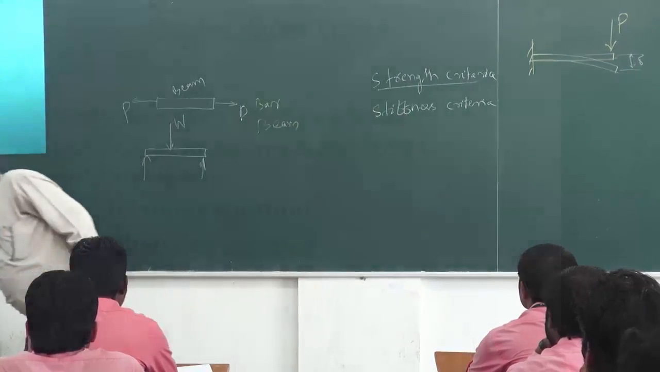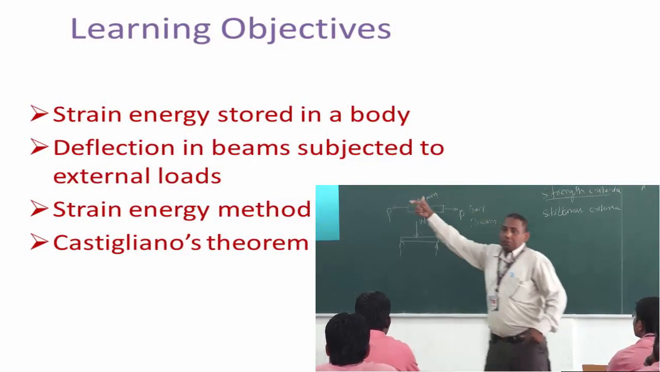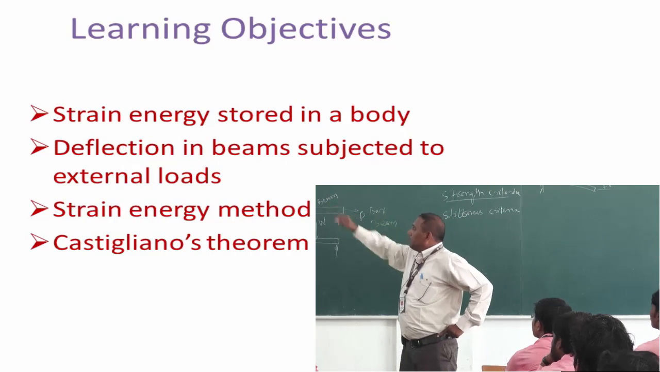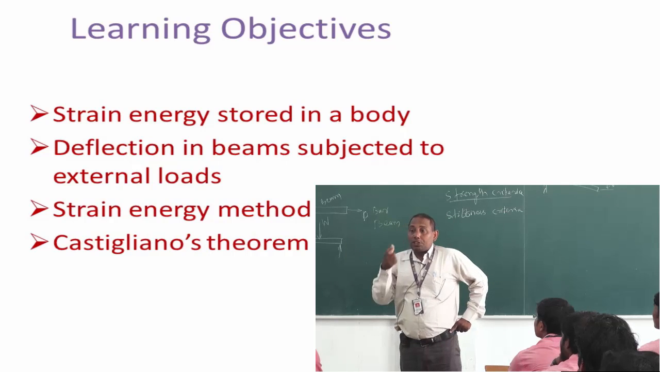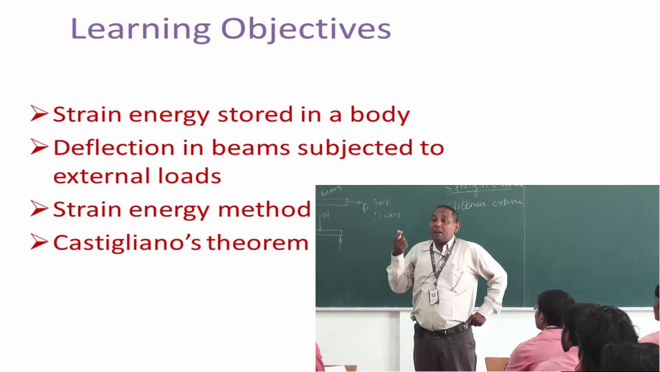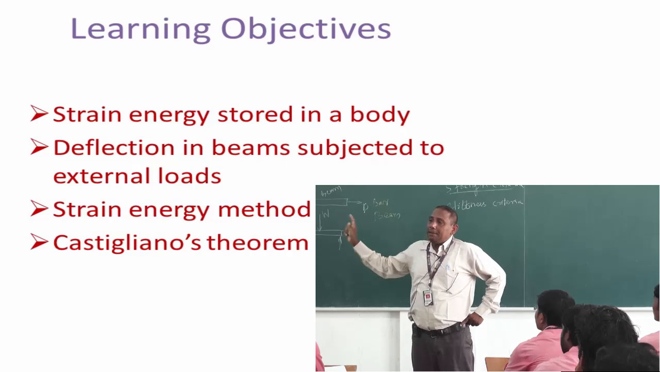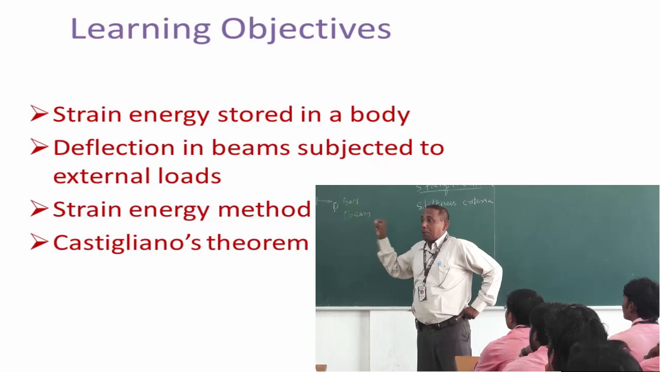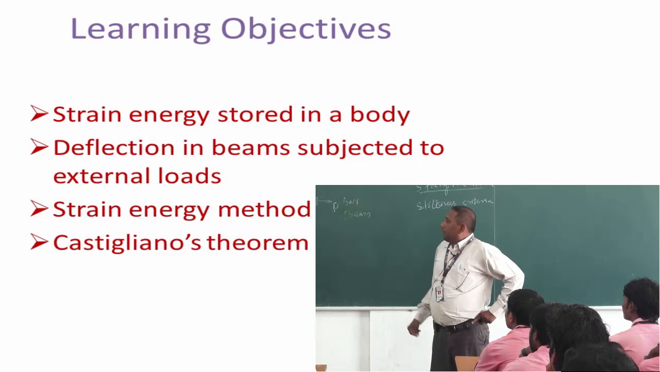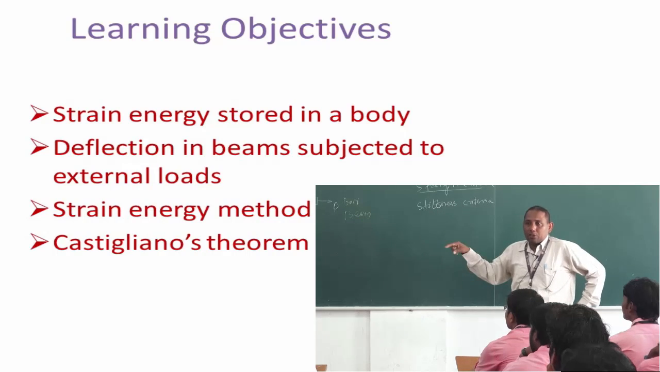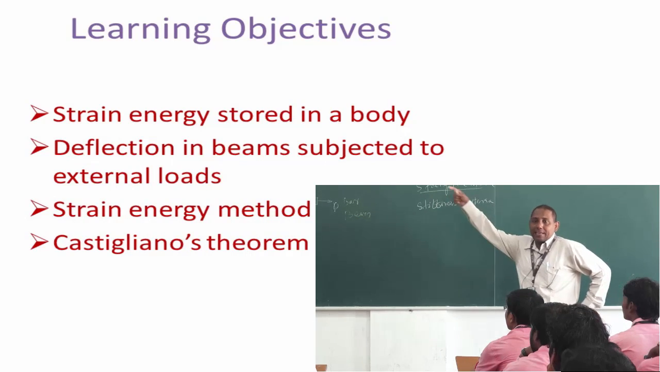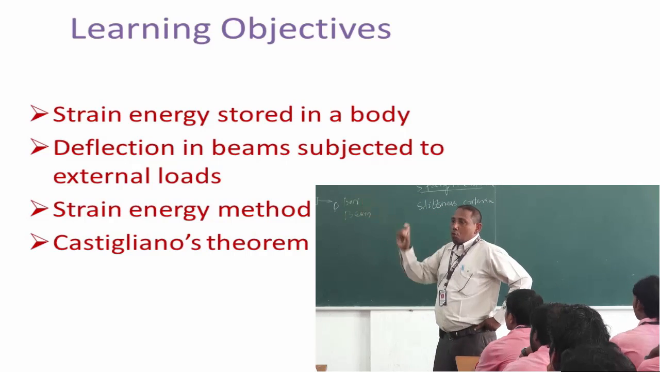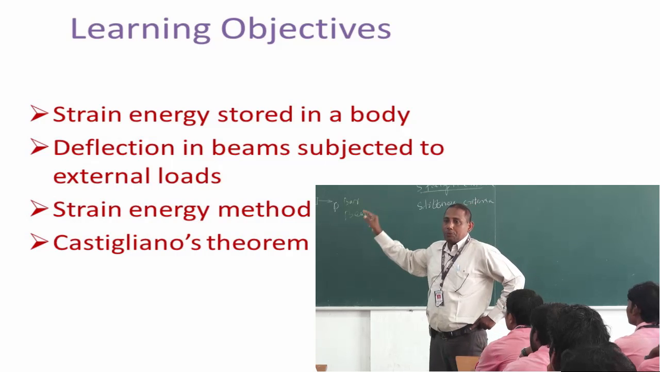These are some learning objectives. What we learn by studying deflection in beams: there are so many learning objectives. Here we have to study the strain energy produced in a deflected beam. The second learning objective is how to find out the deflection produced in the beam due to external load. Then we have to discuss some energy methods by applying which you can calculate the deflection in a beam. And the two important methods I shall tell you today: one is the strain energy method, other is Castigliano's theorem.